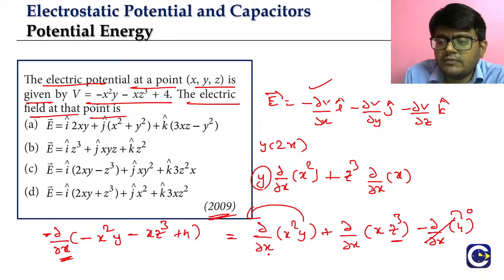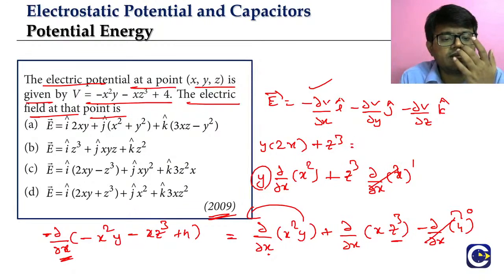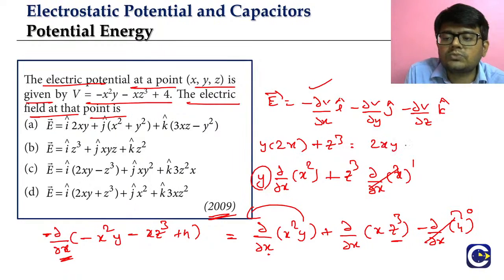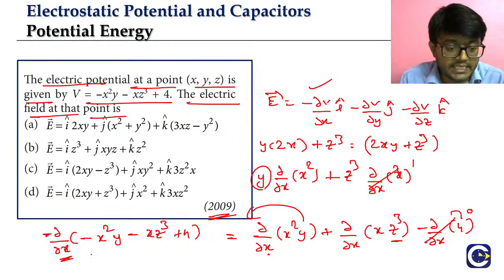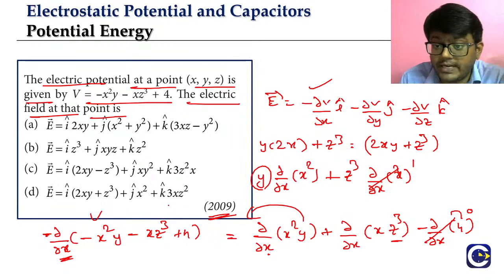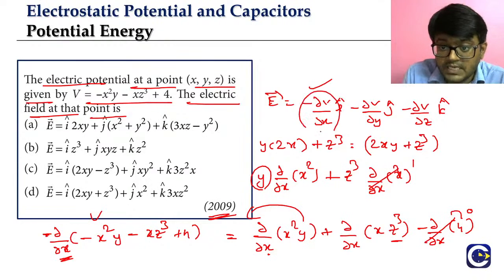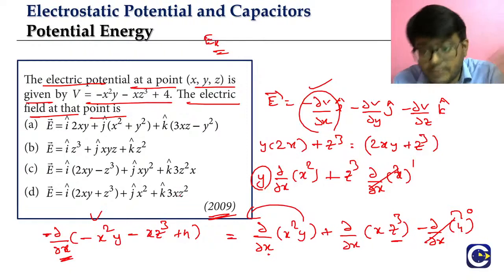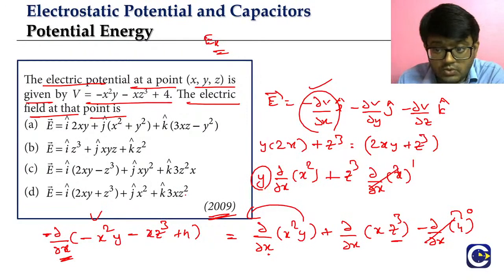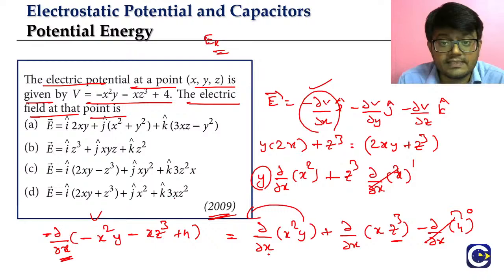இதில் என்னது? Derivative of x is what? 1 plus z cube வரும். So what is this? 2xy plus z cube. இதுதான் minus dou v by dou x value. இது என்னது? Minus dou v by dou x value, which means what is it? This is our e x, i component. So இந்த ஒரு value மட்டும் வச்சிட்டு we can just conclude the answer.